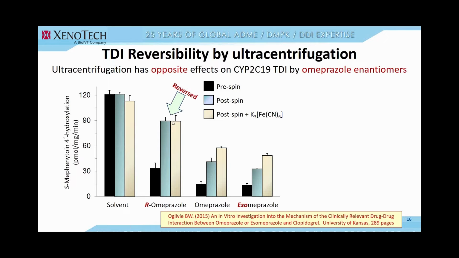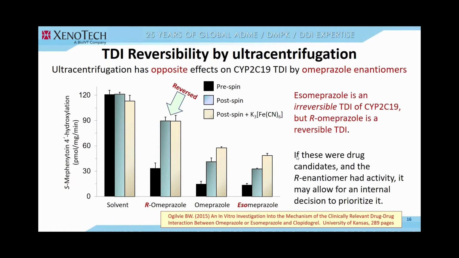After the centrifugation, both are reversed. Omeprazole, we see less reversal after spin, whether we have ferrocyanide or not. But then you see even less reversal with esomeprazole. So what this tells us is that esomeprazole is an irreversible time-dependent inhibitor of CYP2C19. R-omeprazole, however, is a reversible time-dependent inhibitor. So if these were new drug candidates and the R enantiomer had activity, it may allow for an internal decision to prioritize it over the other enantiomer.